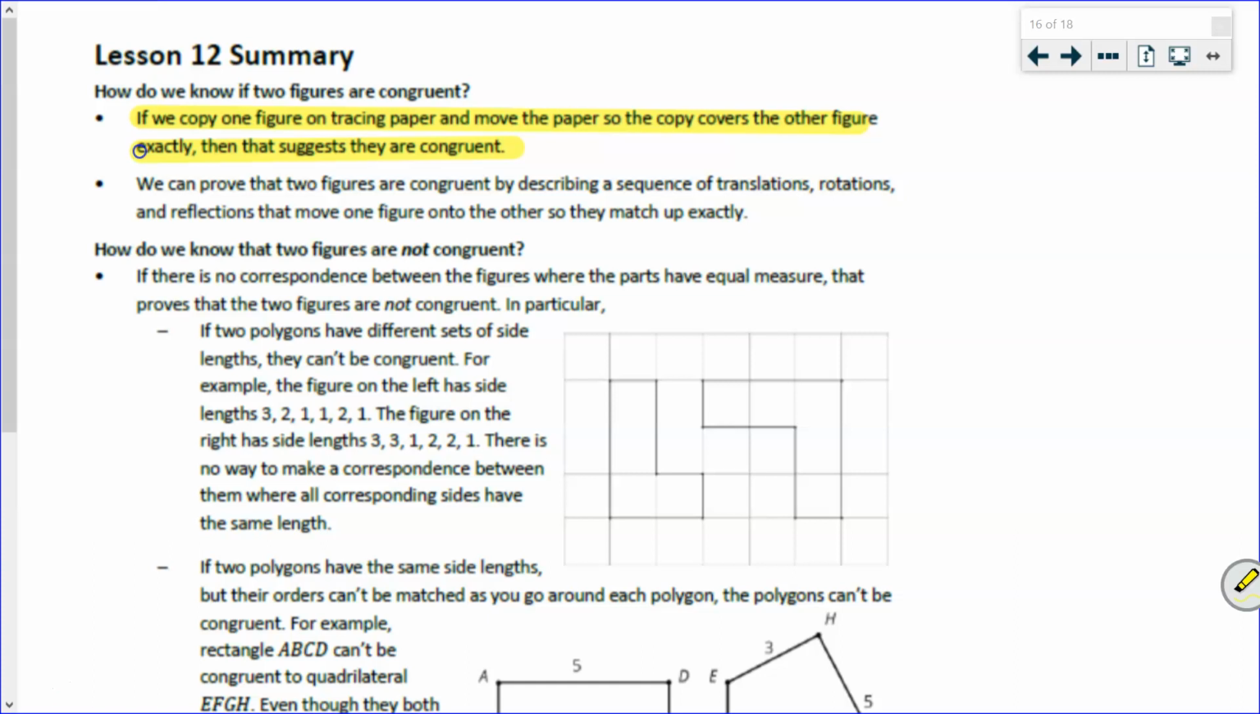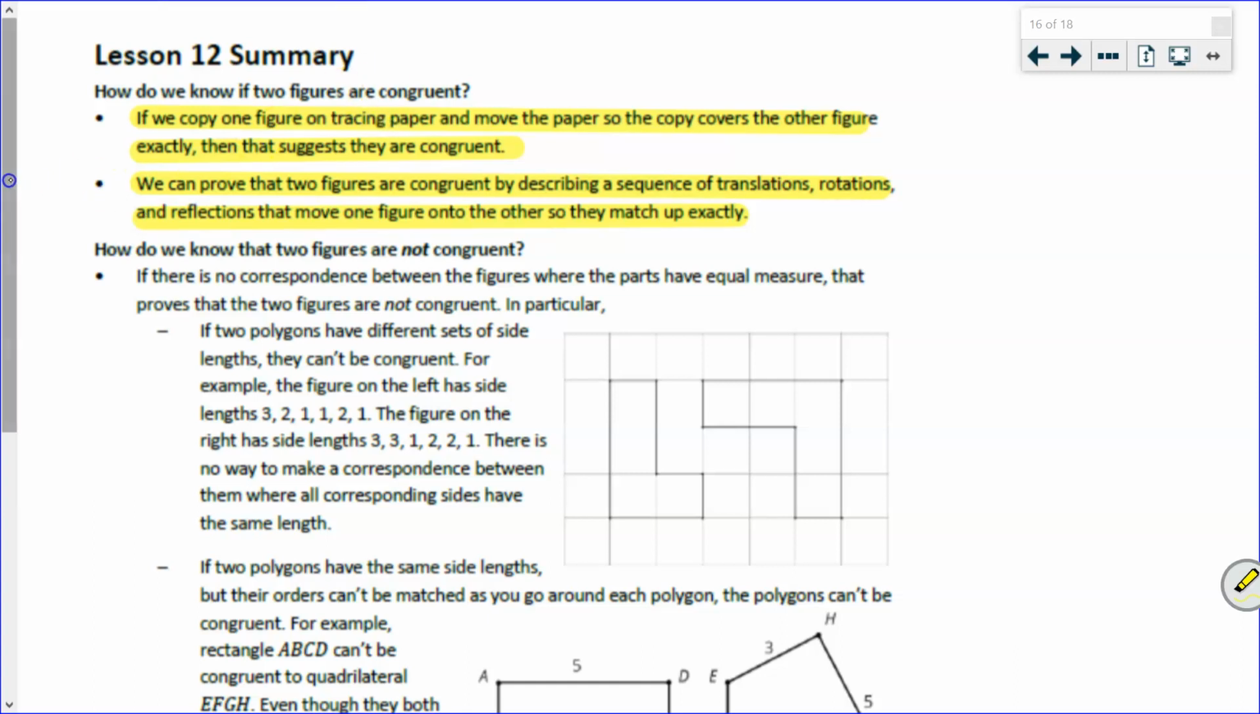So pay attention to how you're moving that tracing paper, because that can describe a sequence of translations, rotations, and reflections. If you're twisting your tracing paper, that's a rotation. If you're flipping your tracing paper, that's a reflection. If you're just sliding it, that's a translation. And if you're doing a combination of those, that would be that sequence of transformations. And we also saw this.